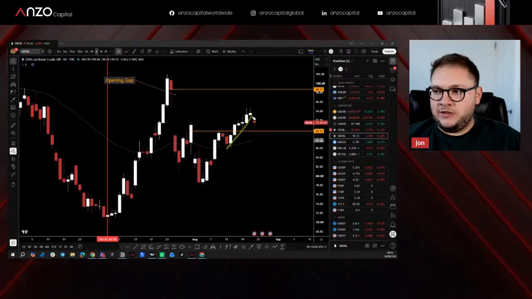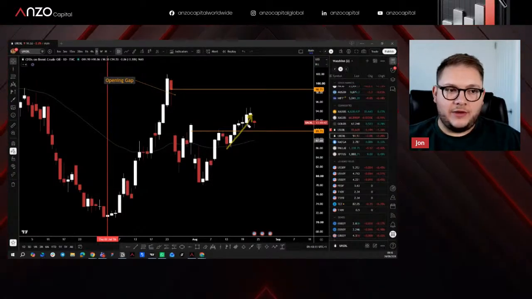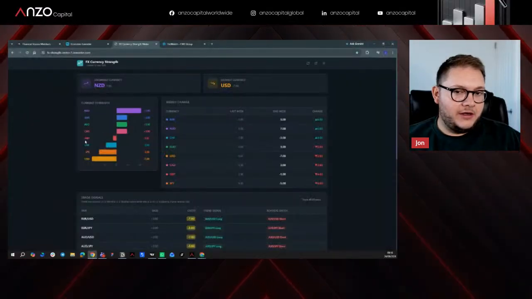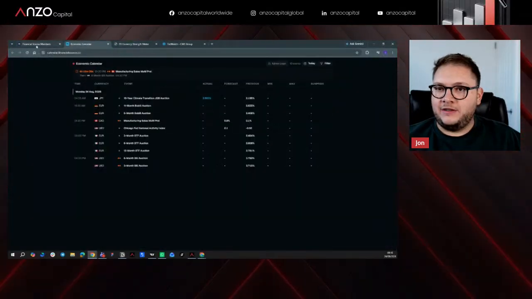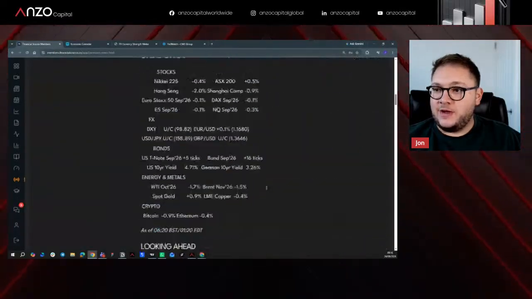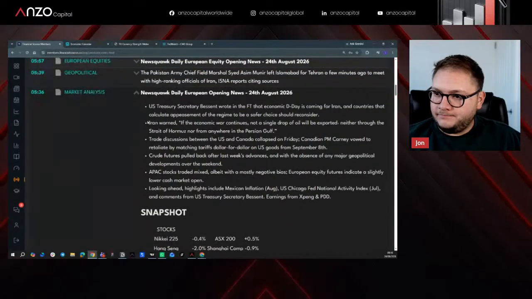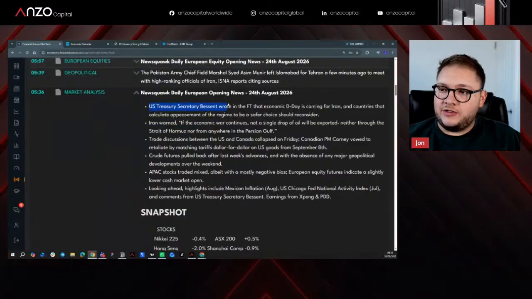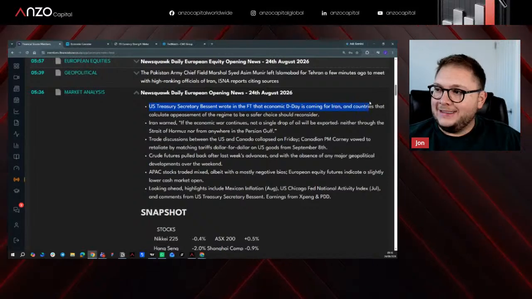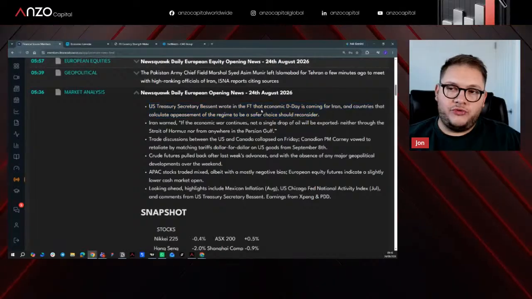The reason we're seeing oil prices now higher is because there is now an economic battle going on. So the US are trying to starve Iran of economically, right? So if we go take a look back at News Squawk, we can have a little look at what's going on in terms of that, because there's been some data along that as well. So if we go take a look at the opening news here, it says that Iran, so basically US Treasury Secretary Bessent wrote in the FT that the economic D-Day is coming for Iran, and countries that calculate appeasement of the regime to be a safer choice should reconsider.